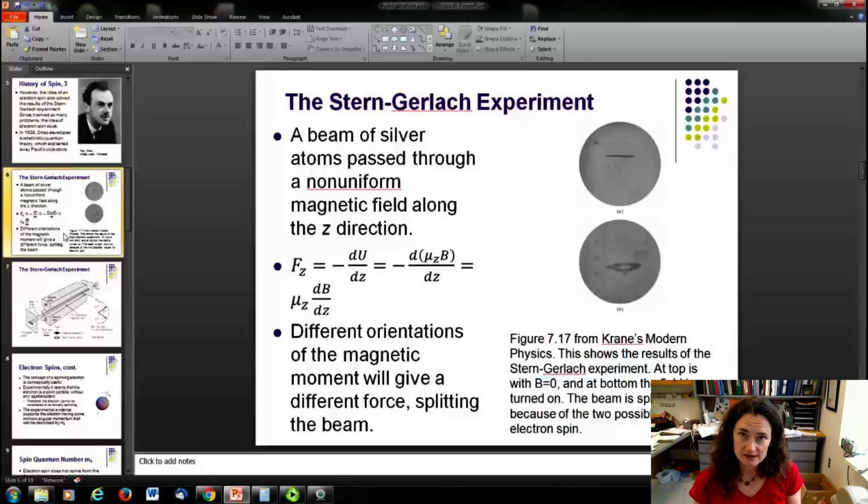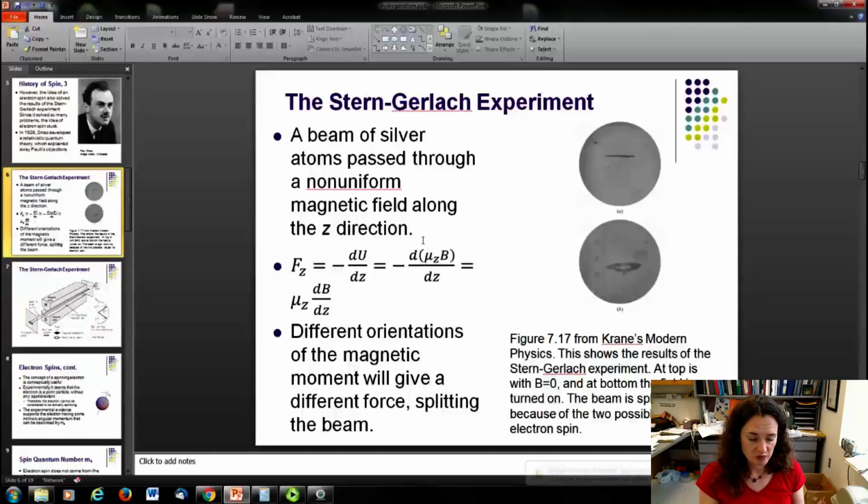And you can see this if you use the idea, and this is very straightforward physics right here, physics 1150s type stuff. The force is defined as the derivative of the potential energy. So if you take the force in the Z direction on those silver atoms going in there, the potential energy that you would plug in would be that mu dot B potential energy that we discussed in the last lecture, okay? So what you're doing is you're taking the derivative with respect to Z of mu dot B, which gives you mu_z B.